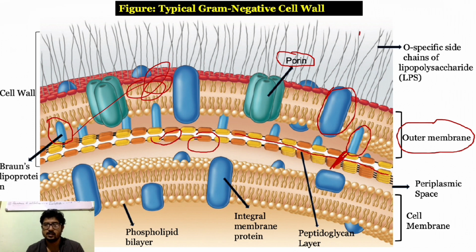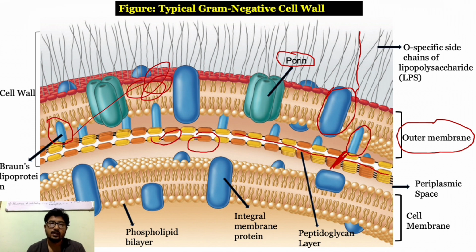But the O side chains, these thin hair-like appendages you are seeing here, stick out from the LPS layer, and the lipid A and the core polysaccharide are behind them, embedded in the membrane. So these are the unique compositions: the porin molecules, integral proteins, Braun's lipoprotein, and the LPS, which is again composed of three components: lipid A, core polysaccharide, and O-specific side chains. So I think it is clear what the outer membrane is and how it is connected to the peptidoglycan layer.